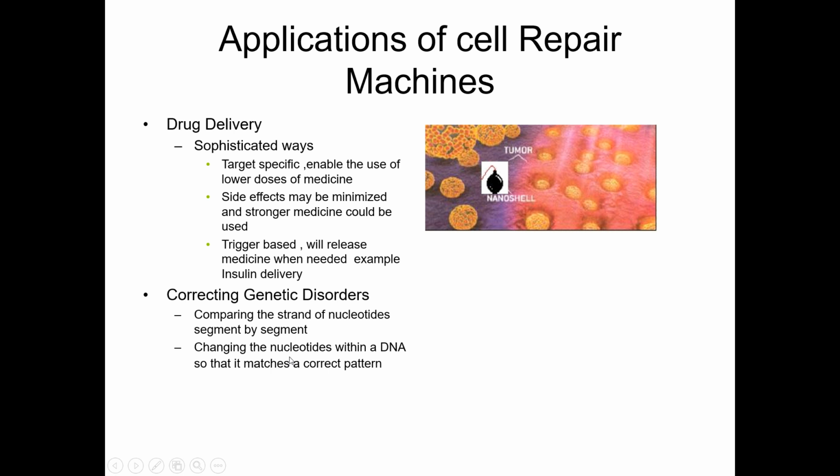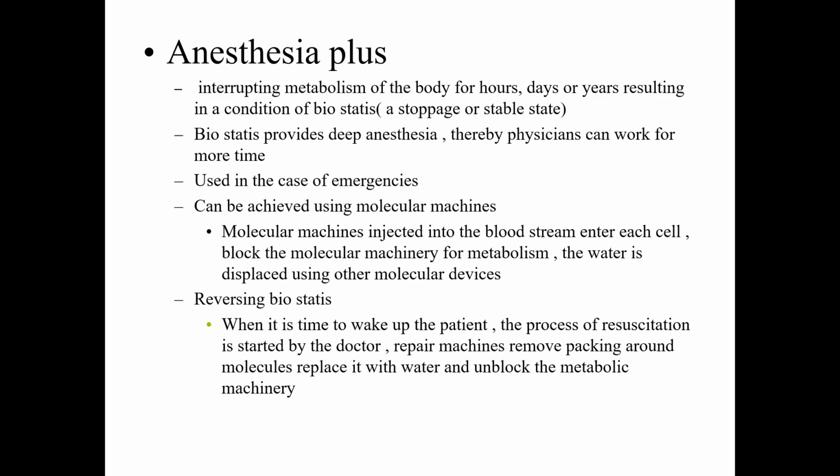So if we want to correct a genetic disorder, we do the patterning: we compare the nucleotides segment by segment, and then we make changes in the nucleotides within the DNA, until we have the correct patterns which we normally require for the patient. When we are done with this, we can say at the end that we have basically corrected the genetic disorder.